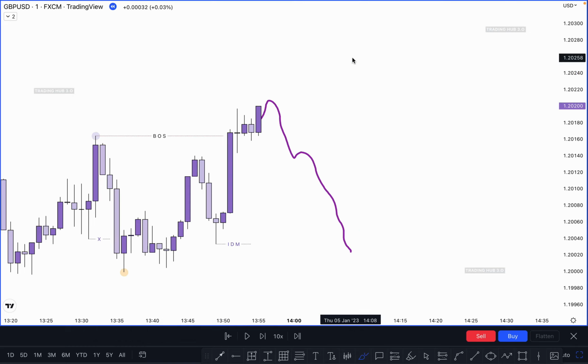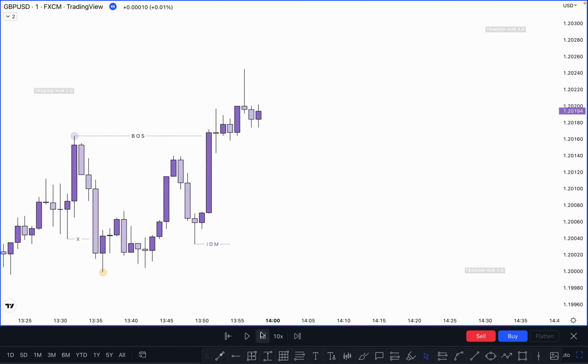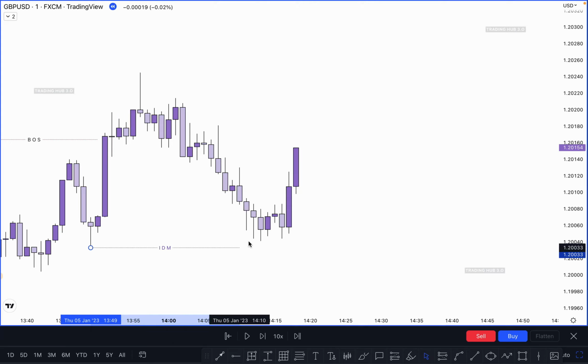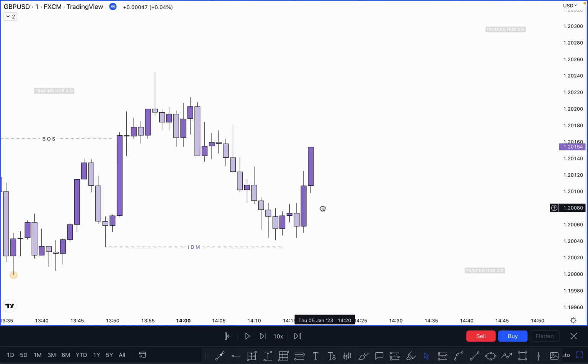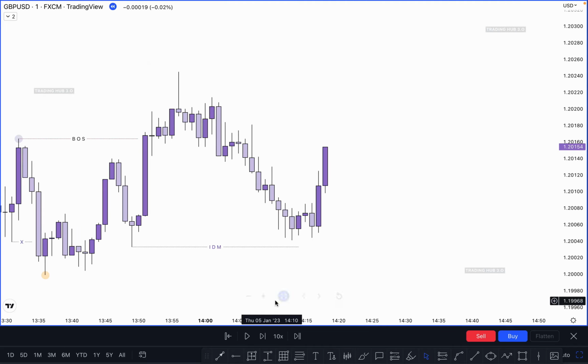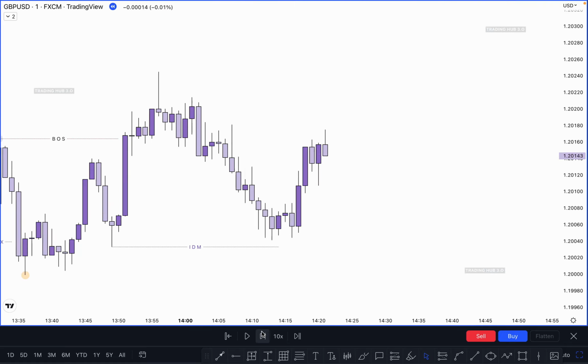So let's see what happened next after this one. First of all, extend this one. And now you can see the market is not taking out this inducement and is trying to push higher. So this one is not a confirmed higher high. You have to wait to confirm the higher high in this case. So let's see what will happen next after this one.